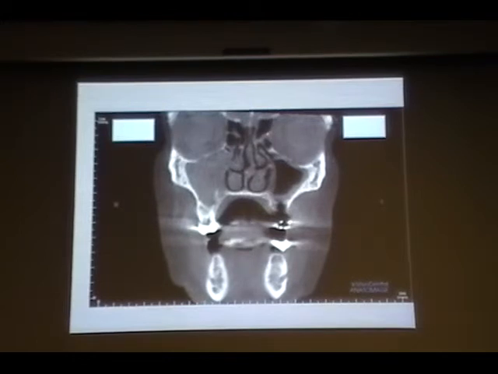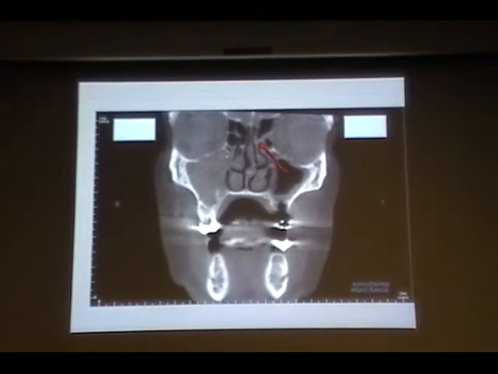So here is another example where you can clearly see that the ostium is completely blocked. Here, you can see the ostium is patent, right? Can you say the same thing here? No. So that's what I want you to check, whether the ostium is patent or not.